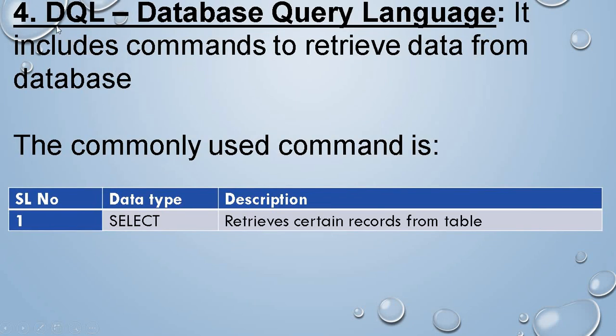The next language, that is database query language, includes the commands to retrieve data from the database. So the data which has been recorded in the table, you can retrieve from the table based on certain conditions, and for this we are using a command called the select command. Select command retrieves certain records from the table, that is you get back the records from the table.